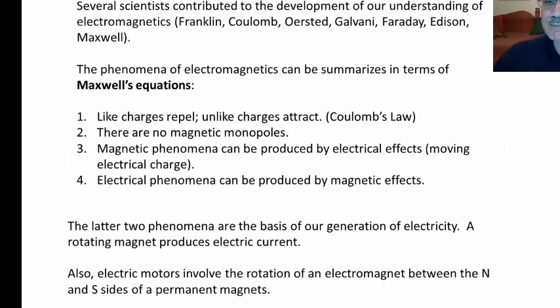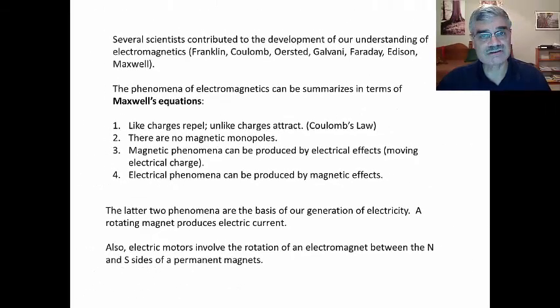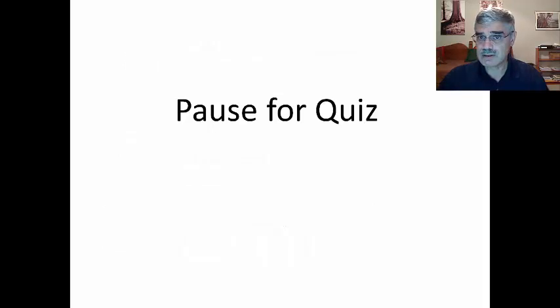Now these latter two phenomena are the basis for our generation of electricity. We will see later on that when we rotate a magnet, it can produce an electric current. Also, electric motors involve the rotation of an electromagnet between the north and south poles of a permanent magnet. Okay, so we just covered a great deal about the theory of electromagnetism, and we'll stop now and have a little quiz on what we just learned.